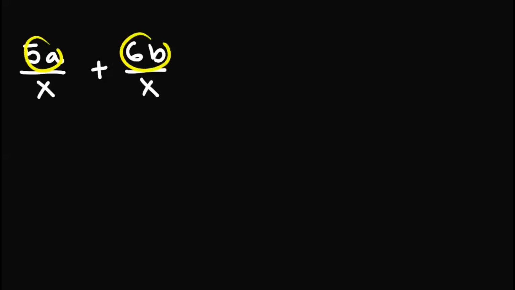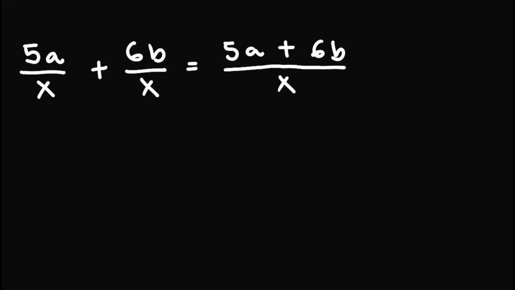If we have 5a over x plus 6b over x, like how we add and subtract fractions, if we have the same denominator, what we do is we simply combine the numerators. So this one will be equal to 5a plus 6b all over x. And this is the answer.